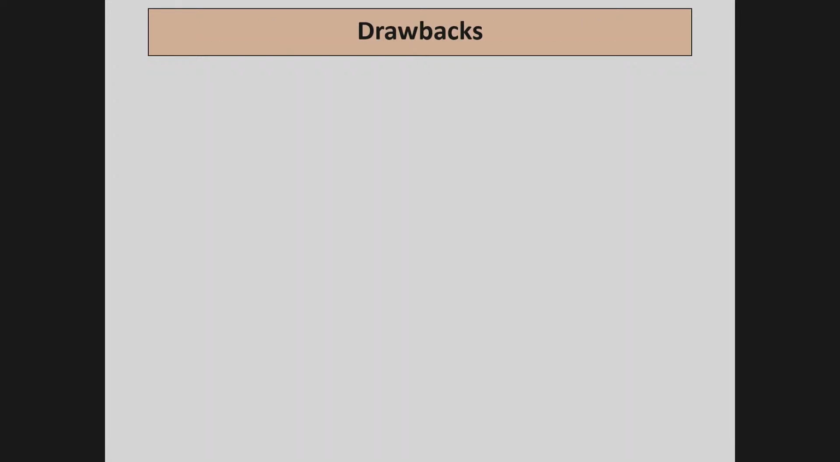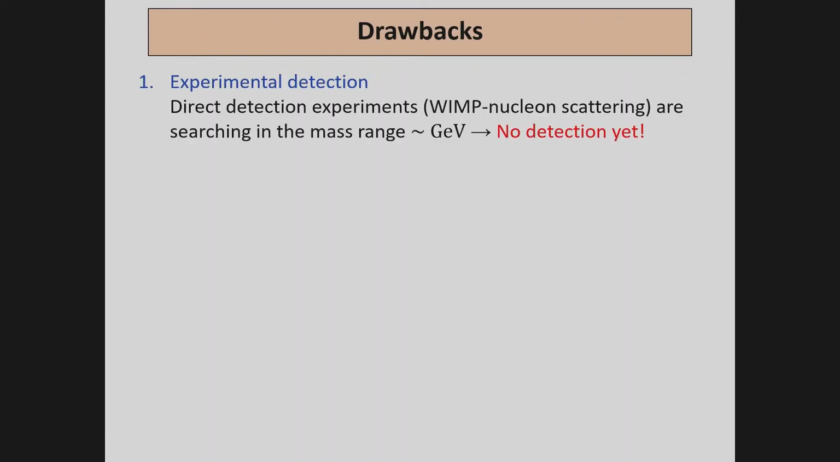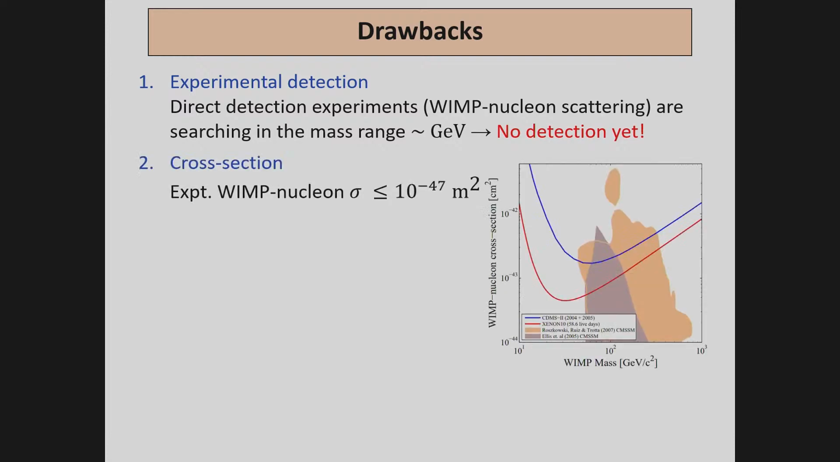But what are its drawbacks? First is the experimental detection. There was significant focus on direct detection experiments, which were basically WIMP and nucleon scattering experiments. However, they haven't been able to produce any detection yet, though they have been able to at least obtain an upper limit on the WIMP nucleon scattering cross section.